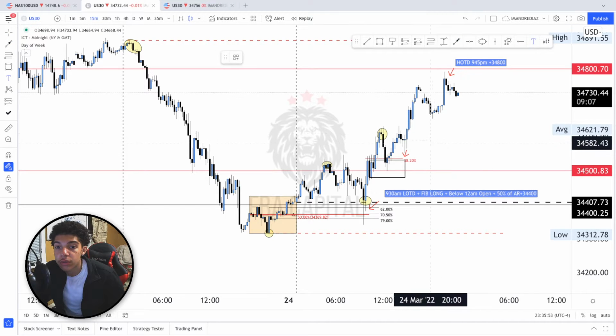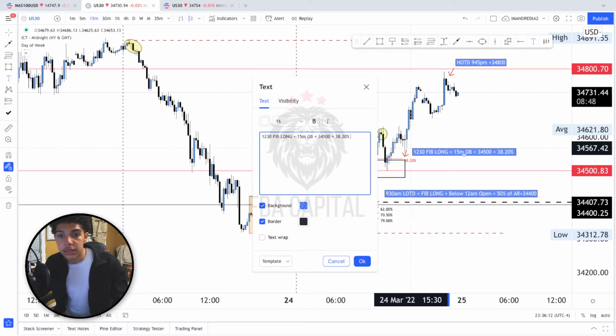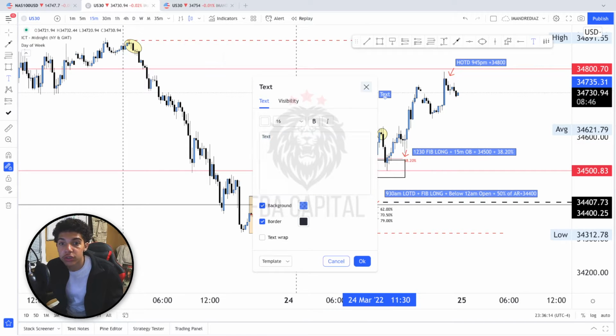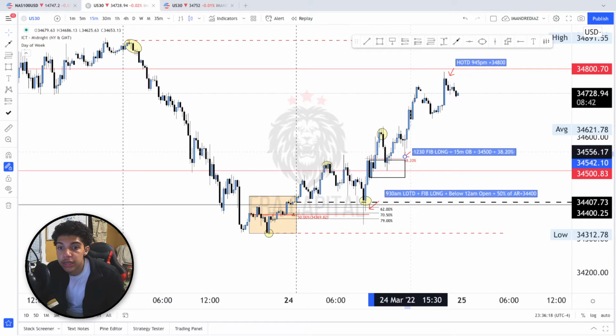So at 12:30, we had that fib long at the 15-minute order block, also at 34,500, along with a 38.20% rejection. And this is a potential entry overall that you could have got if you personally didn't catch the main move.